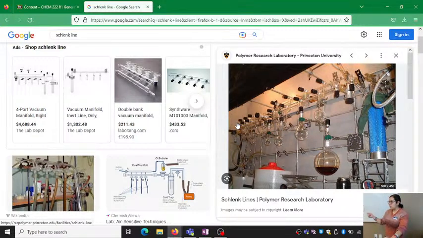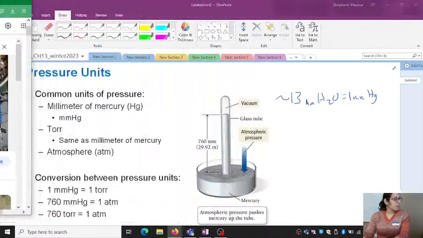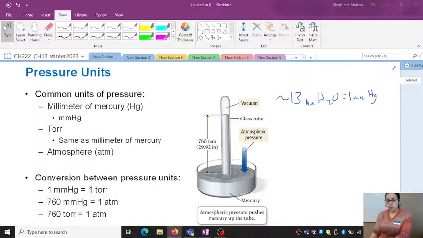Otherwise, what you risk is if you were to use water, for example, you could suck a bunch of water into your line once you open up the nitrogen, which I've done, because sometimes you can't always use mercury, and it's very easy to accidentally fill your Schlenk line with water, which is not good. That means your day's over: you take down your Schlenk line, clean it, and go home.